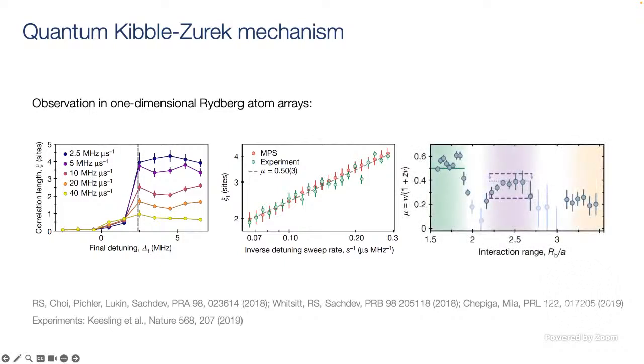And using this, we can calculate the value of nu over 1 plus nu z. And from experimental data, we were able to show pretty good agreement between the theoretically expected critical exponents and what you measure based on the Kibble-Zurek mechanism in experiments.